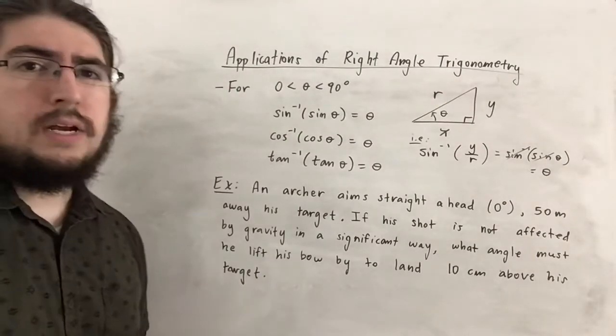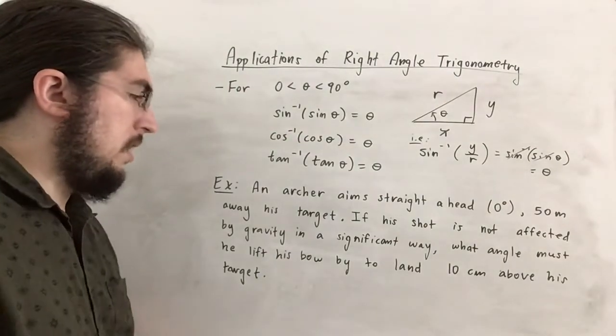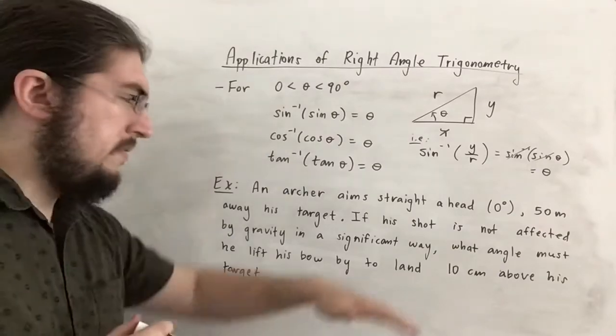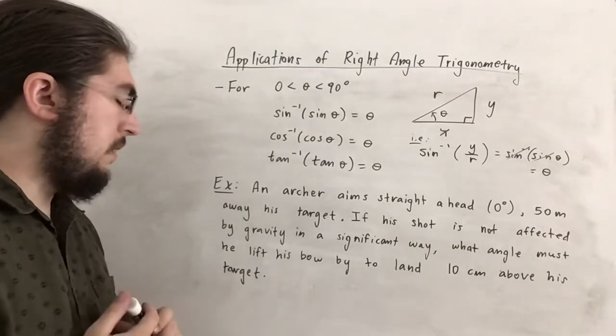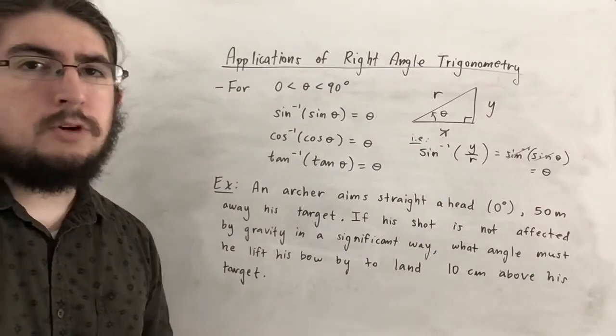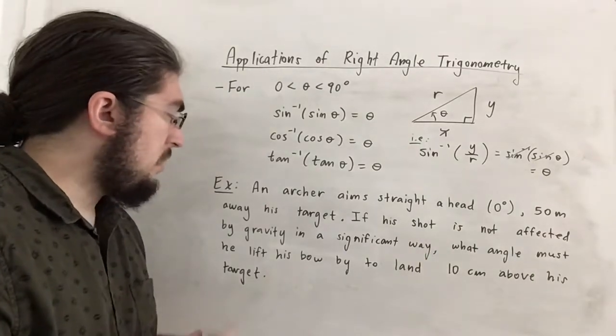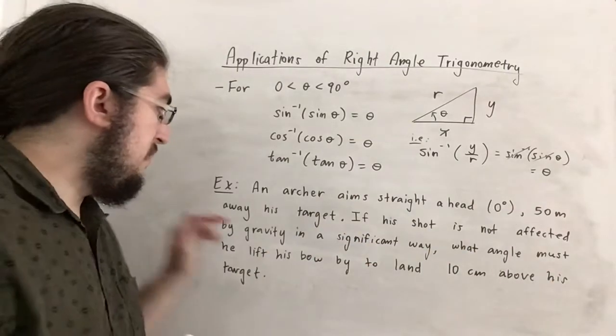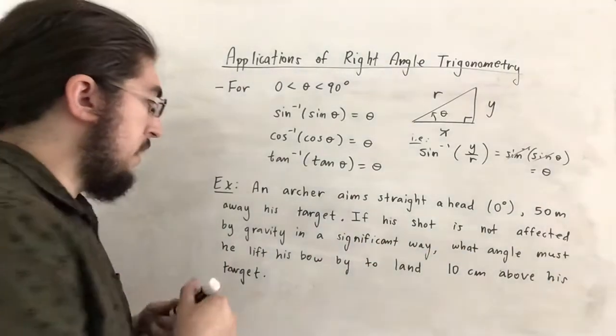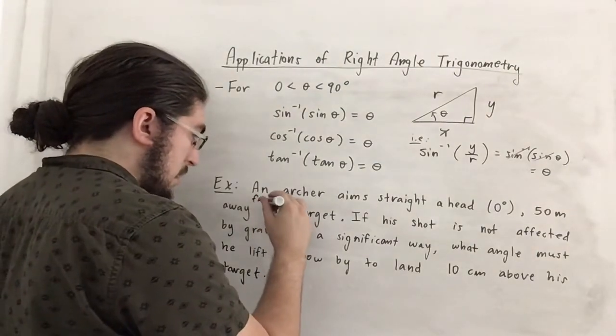Here I've given us a pretty elaborate example. It's kind of a long example. To be honest, I don't think we'll have space to do this, so I may have to erase this above. But let's just read this out loud and see if we can get an idea of what's going on and maybe draw a picture to help us out. So it says, an archer aims straight ahead, so 0 degrees, 50 meters away from his target.